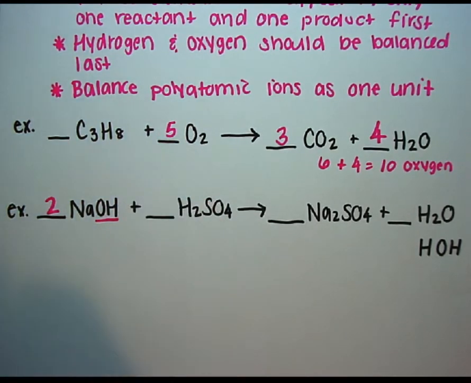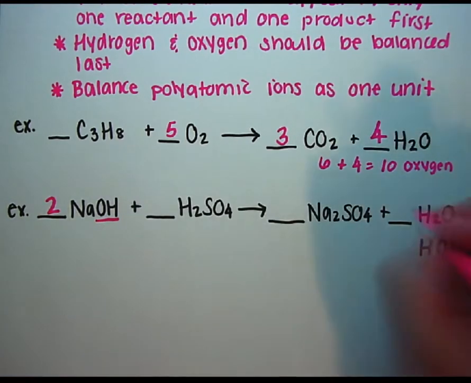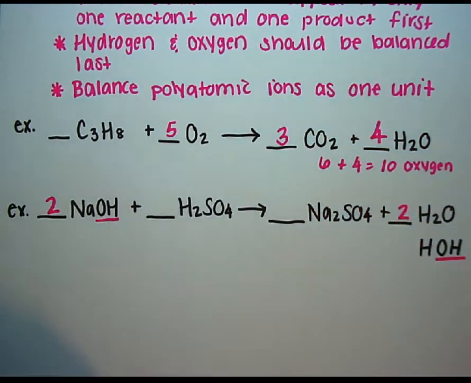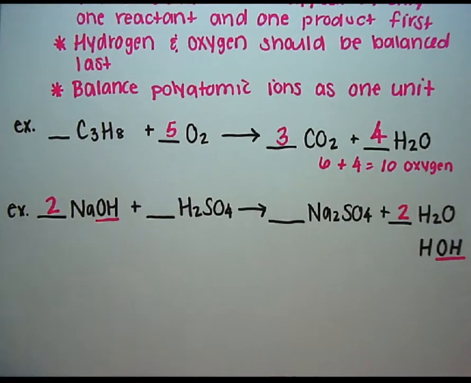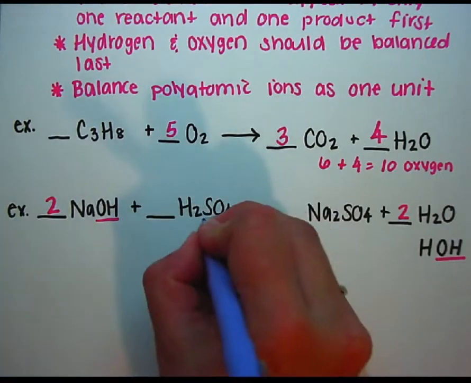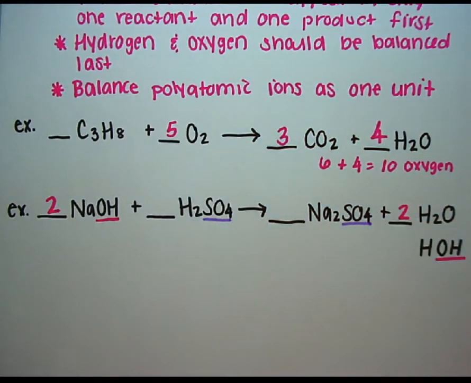Balance the polyatomic ions like a unit. Hydroxide is a polyatomic ion. I have 2 hydroxides. So over here, I would need 2 hydroxides. So I can add a 2 here. Last up, we want to balance sulfate as a unit. I have 1 sulfate here, and I have 1 sulfate here. So we should be balanced.